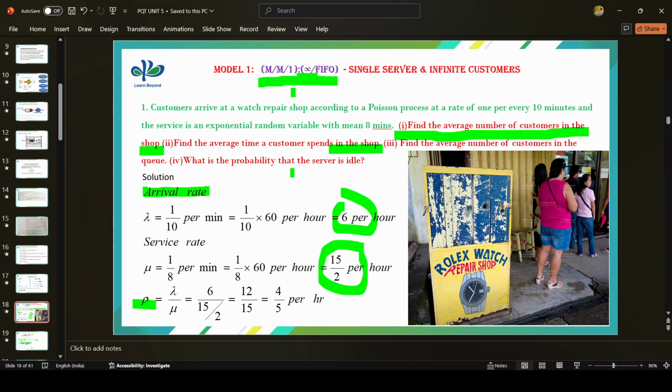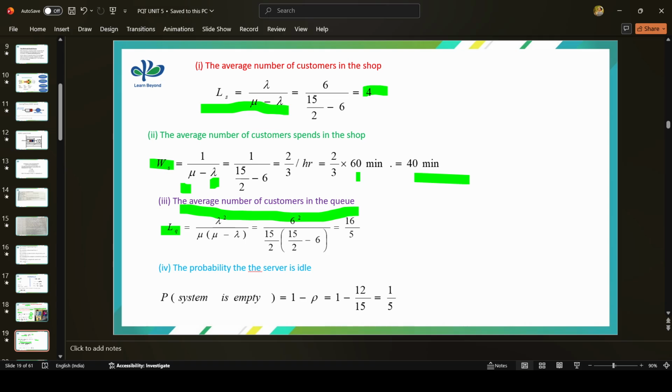What is the last part of your question? What is the probability that the server is idle? Idle means there are no customers, simply the server is sitting alone. That is the probability that the system is empty. So 1 minus rho is equal to 1 by 5.